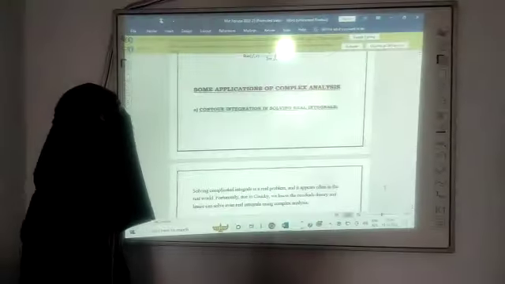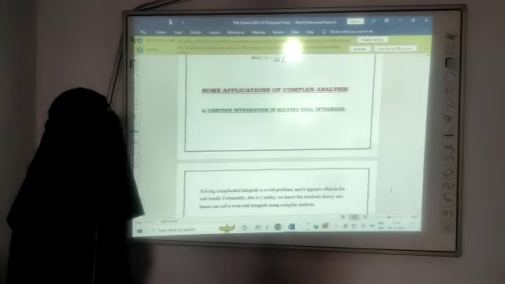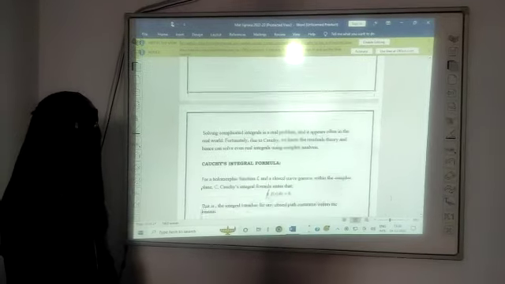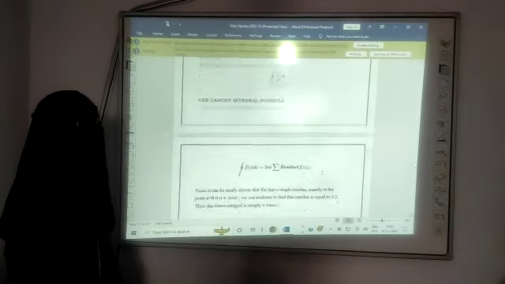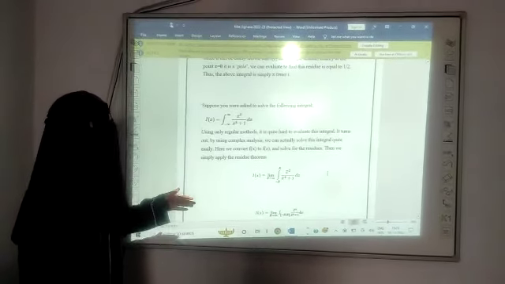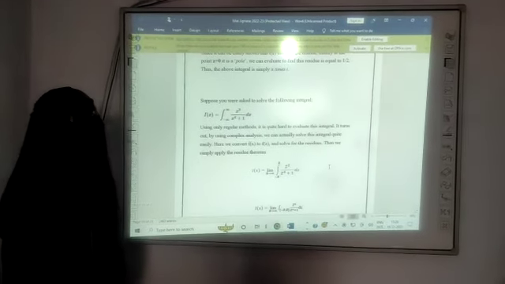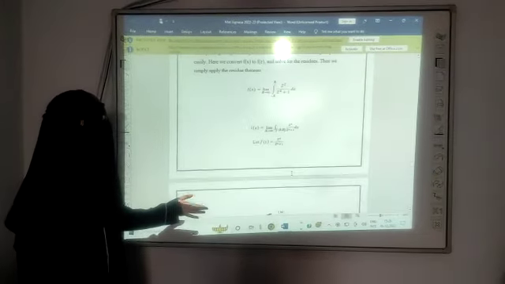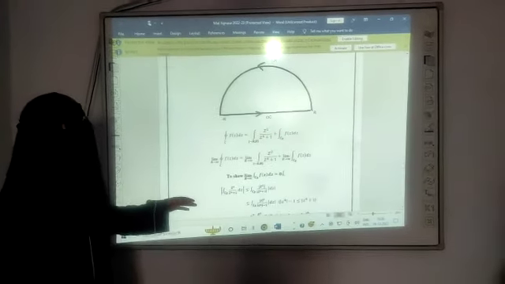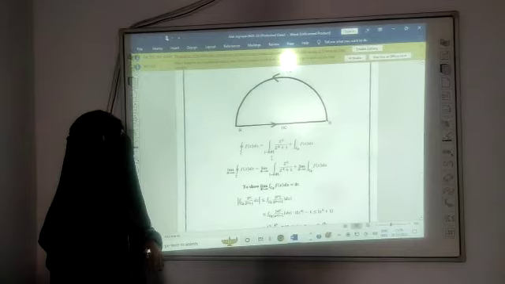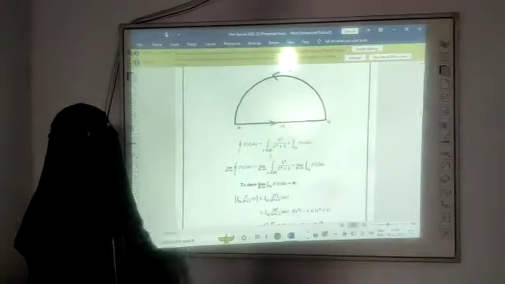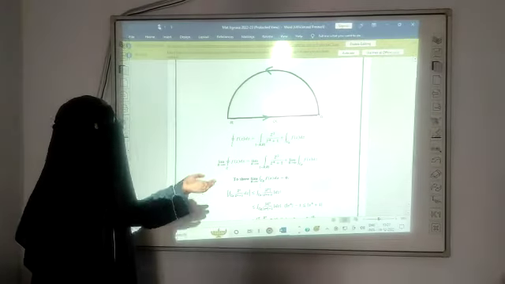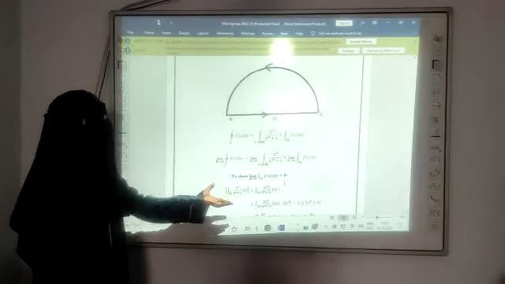Applications of complex analysis: contour integration in solving real integrals. This is the example we have to evaluate. By using complex numbers, we can evaluate the integral easily. We can rewrite it as the integral over C of f(z) dz, where f(z) = z squared by z to the power 4 plus 1. The integral over the large arc goes to 0.